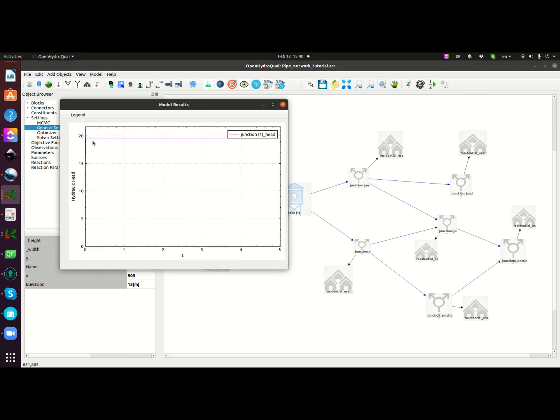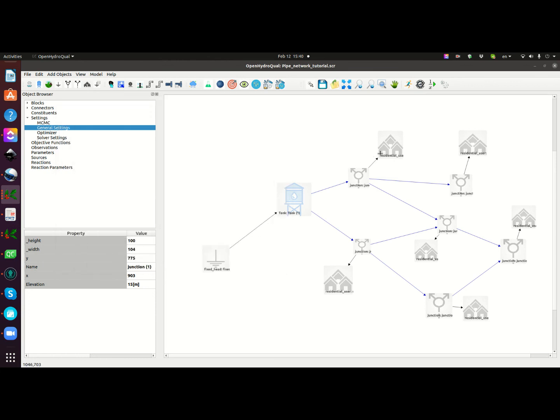So I can now look at the head. Now the head is higher, it's around 20, so I have around 5 meters of water head at my junction 2. That may be adequate.